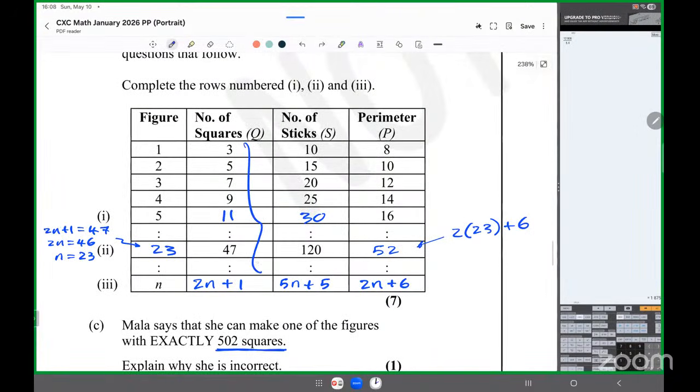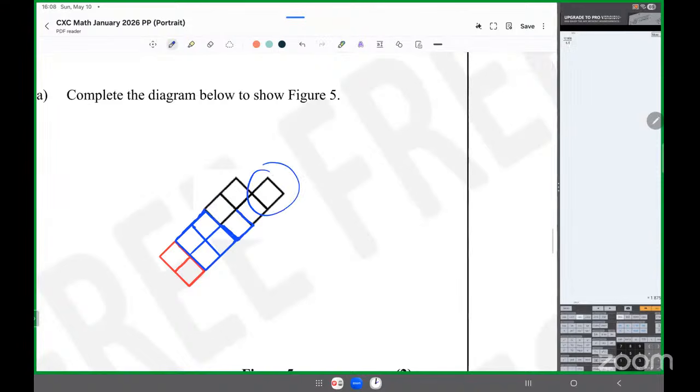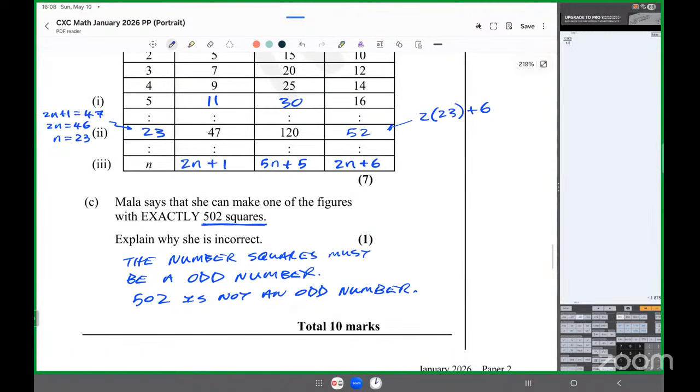So then they're always odd. I can see it on the shape too. There is an odd one out. I keep adding 2. So there's always an odd number out. So the number of squares is always an odd number. 502 is an even number. That's the reason why. All right, the number of squares must be an odd number. 502 is not an odd number, it's an even number. That's why she's incorrect. She's giving an even number as a number of squares. Not possible. All right.